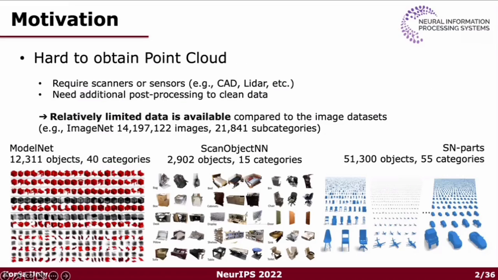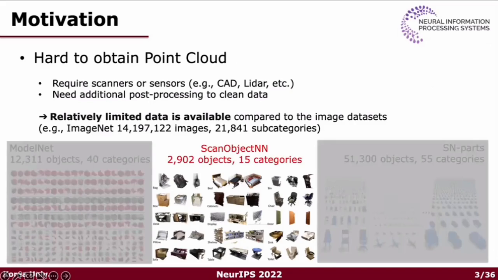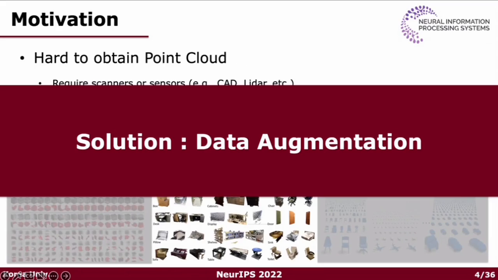Usually, point cloud data is hard to obtain because a special device is needed for data generation, and sometimes additional post-processing is required. For instance, ModelNet40, one of the major point cloud benchmark datasets, only contains about 2,900 objects. To address this issue, data augmentation is widely used.